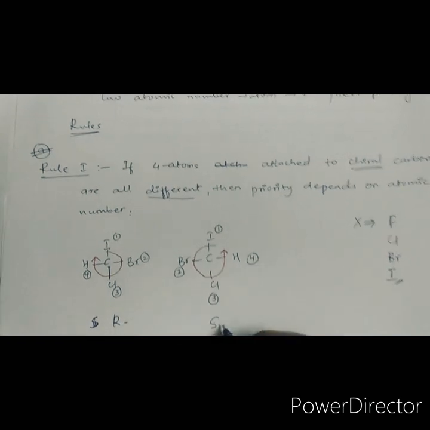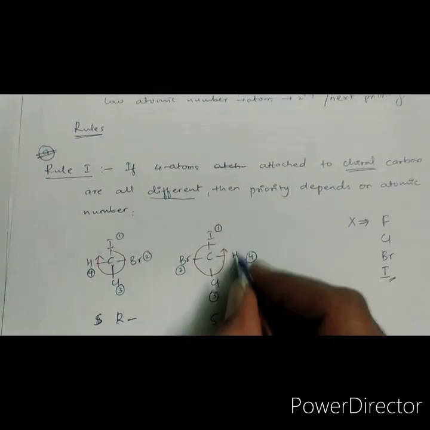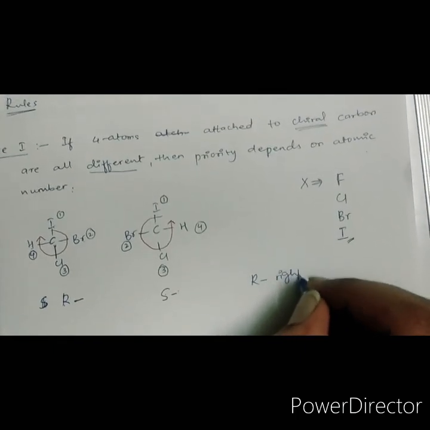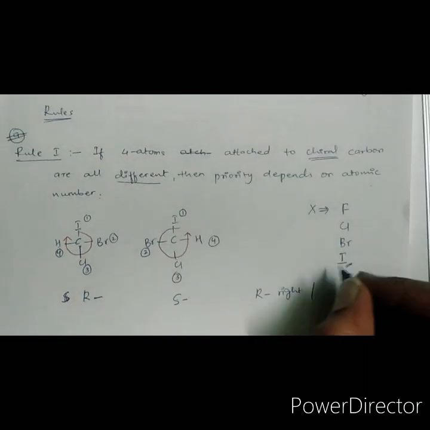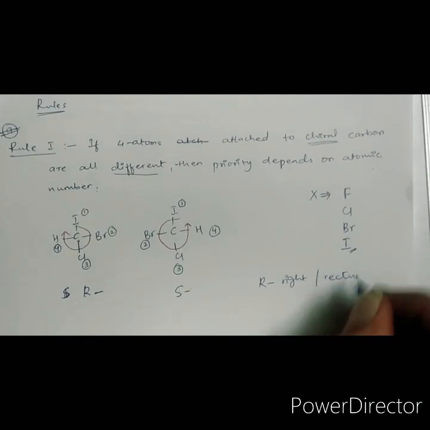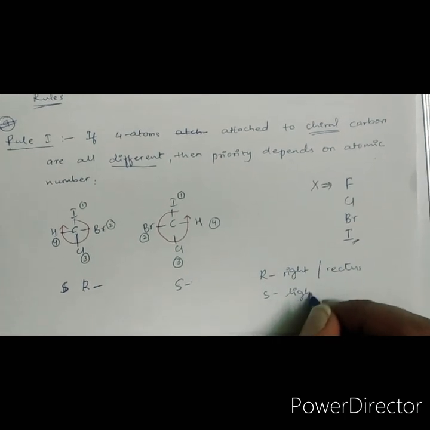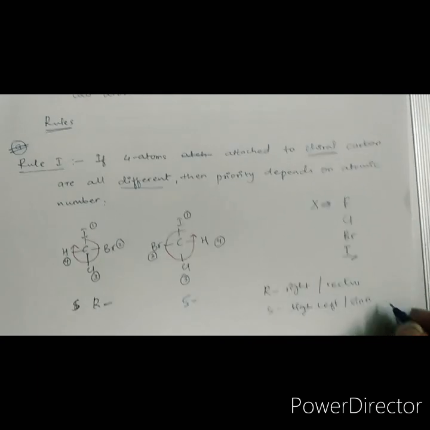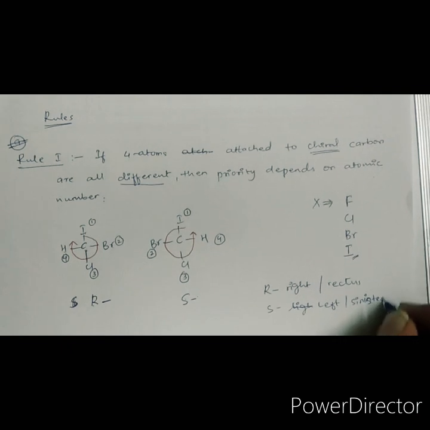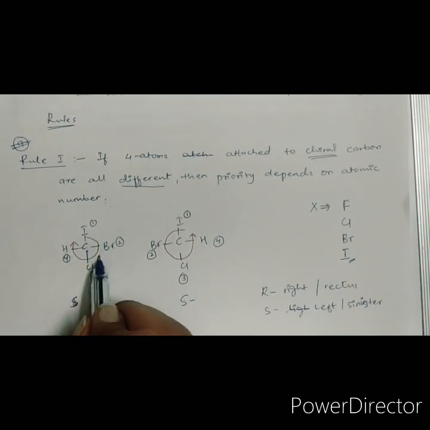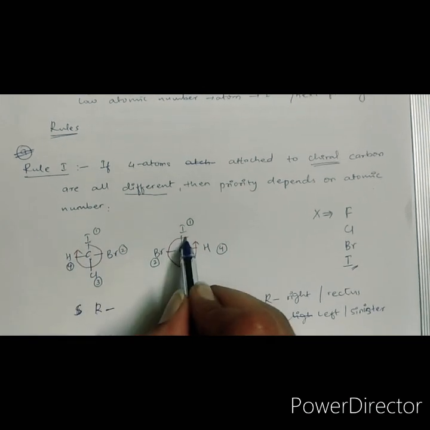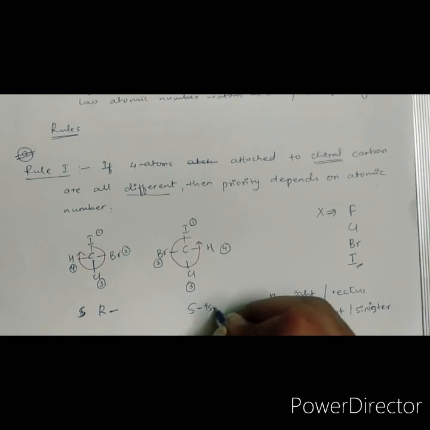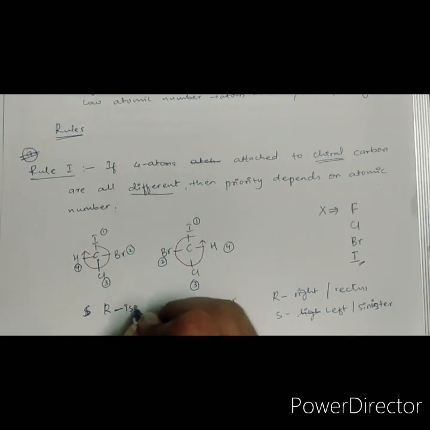R is the right isomer, while S is the left isomer. Here you can define R as right side, or rectus, while S is left hand side, or sinister. So here the priority list is moving from the right hand side, and here the priority list is moving from the left hand side. So this is an S isomer while this is the R isomer.